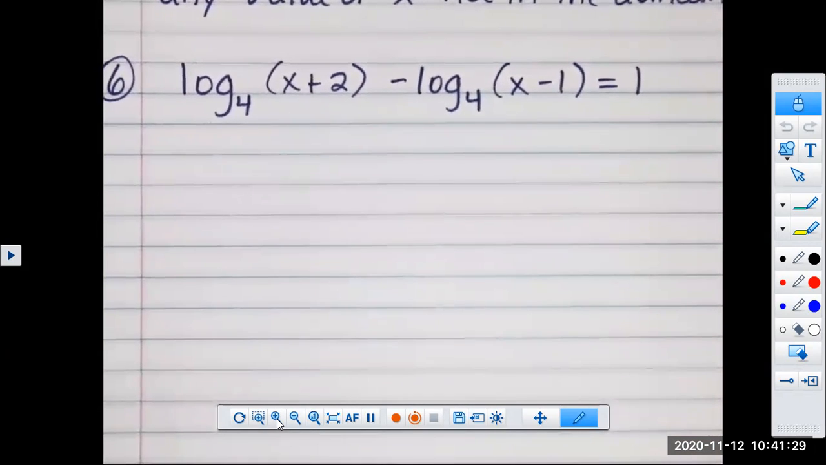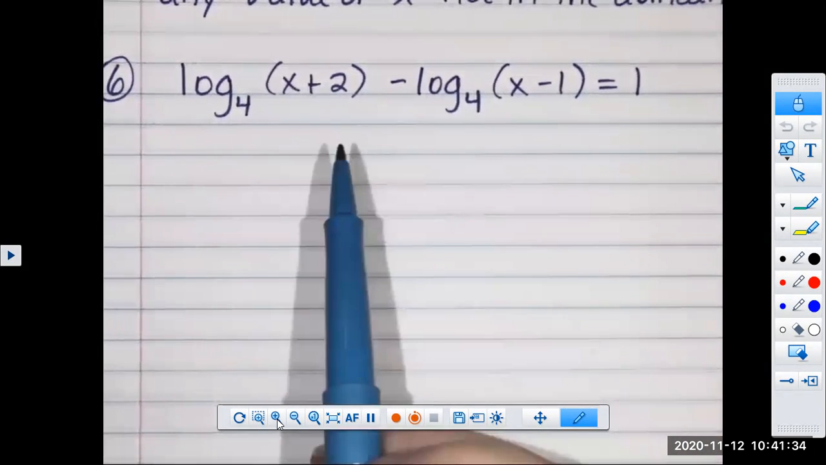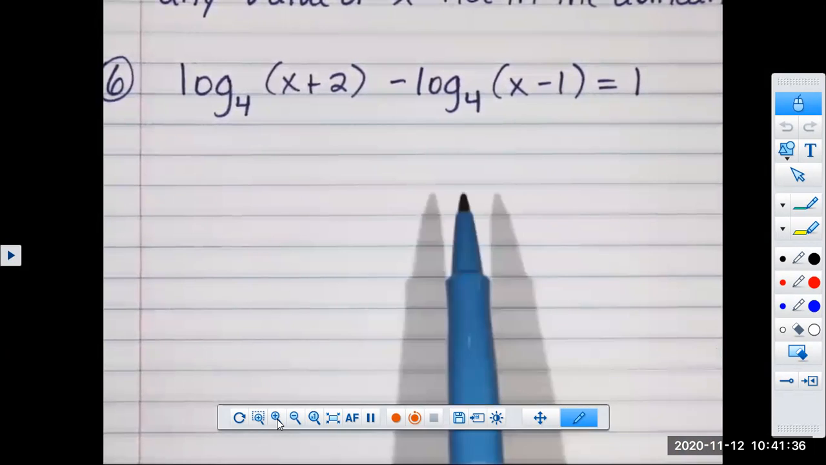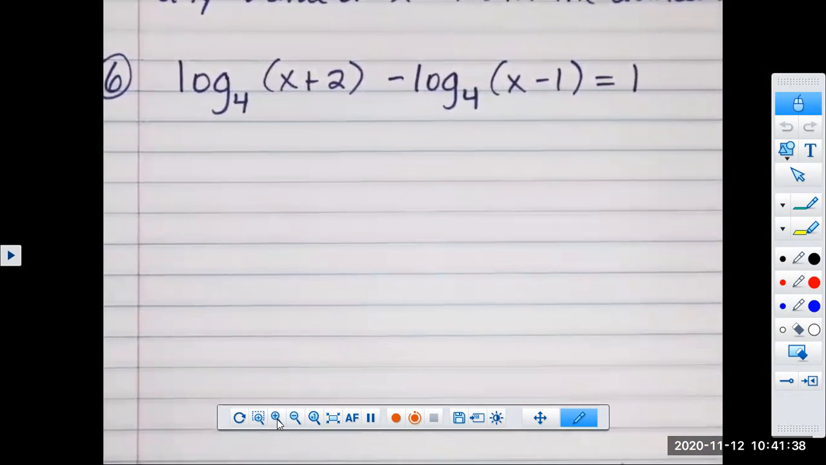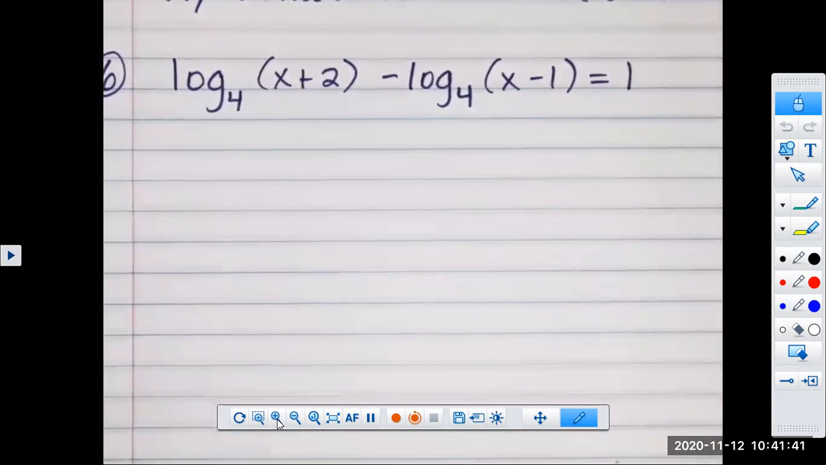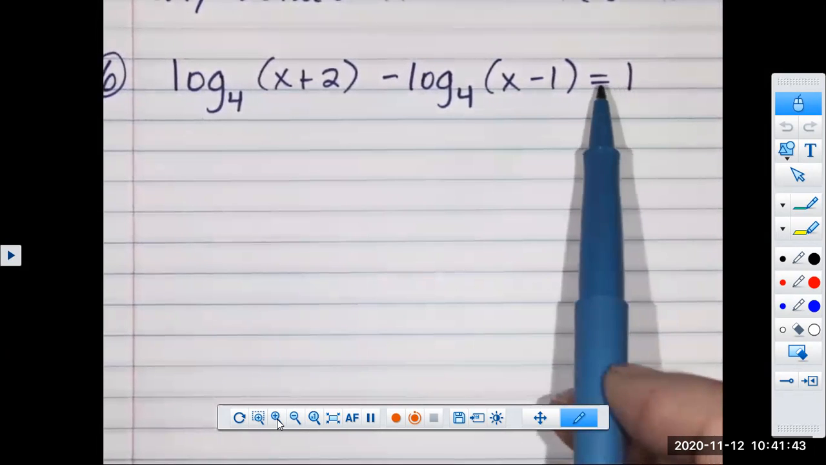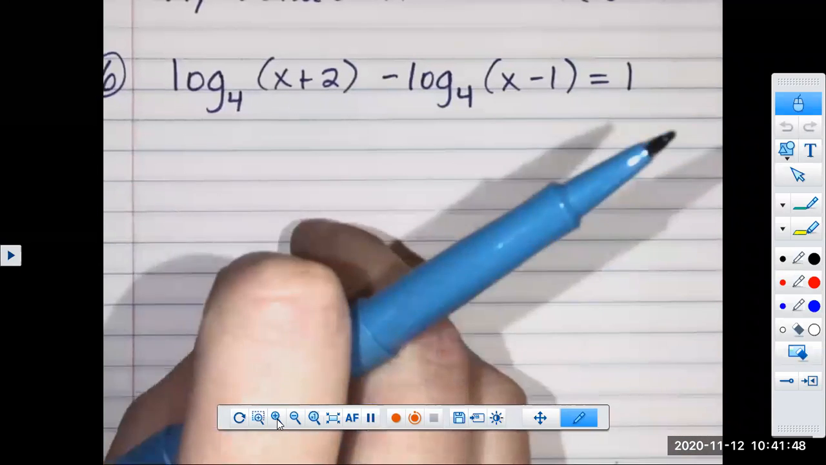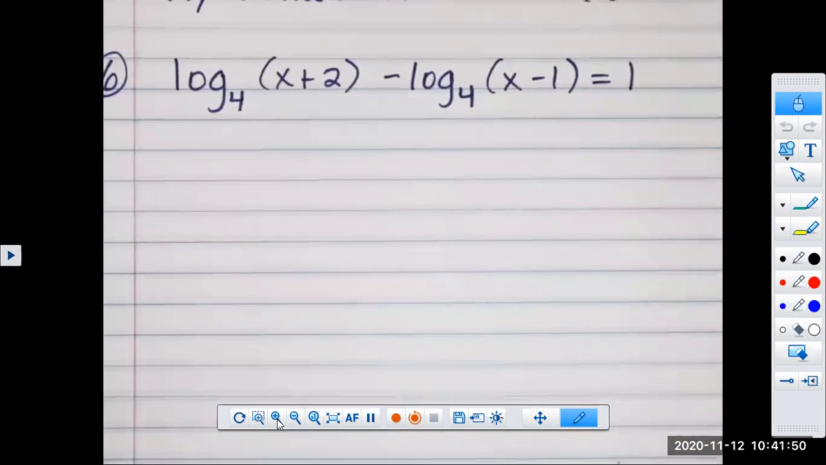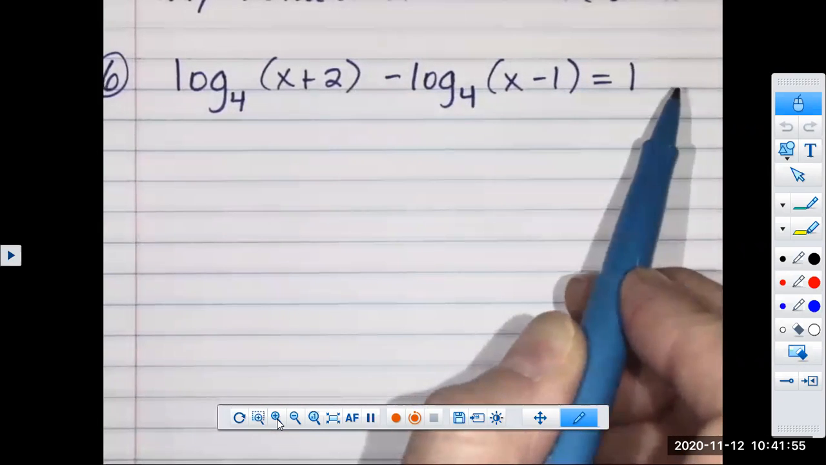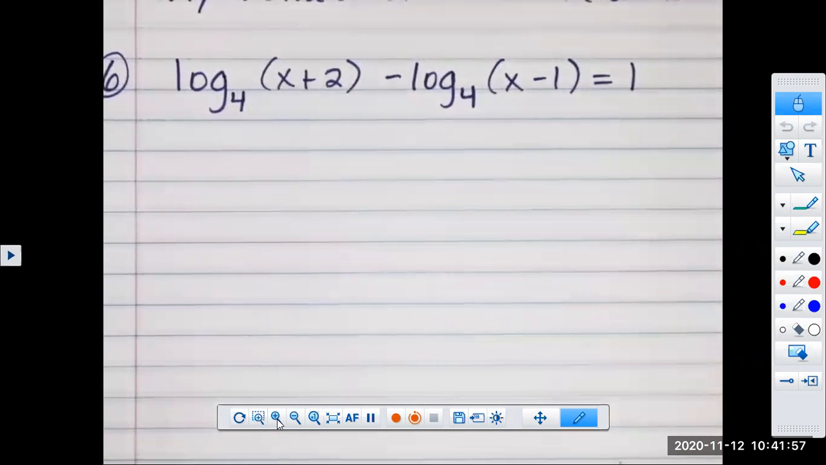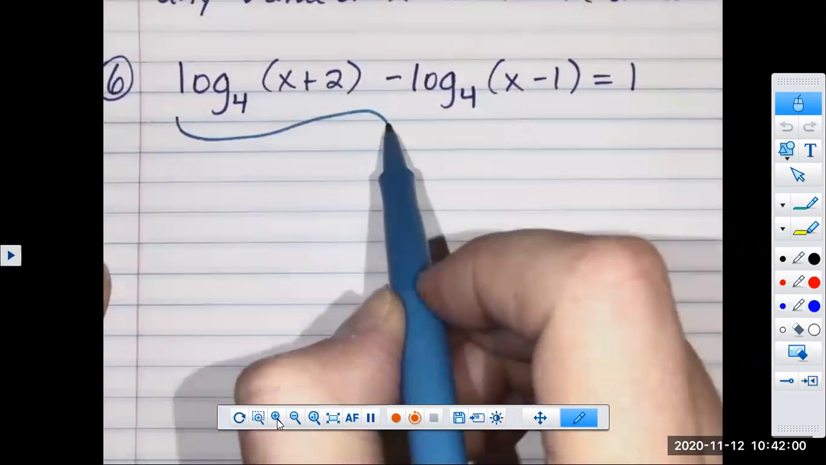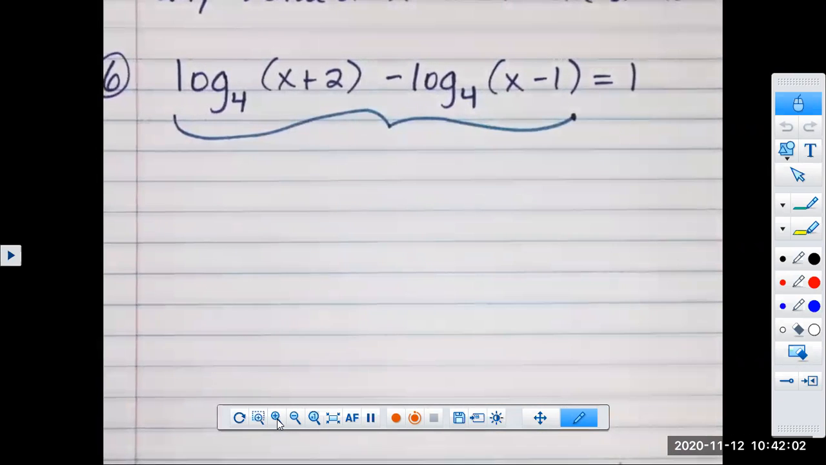All right, on log equations, remember you're either going to have to condense to get one log on both sides, or one log on one side and a constant on the other. If you have logs on both sides of your equal sign, that's when you try to condense and have log of stuff equals log of stuff and set the expressions equal. But I don't have a log on both sides. I have the logs on one side. So I want to condense this side as much as possible.